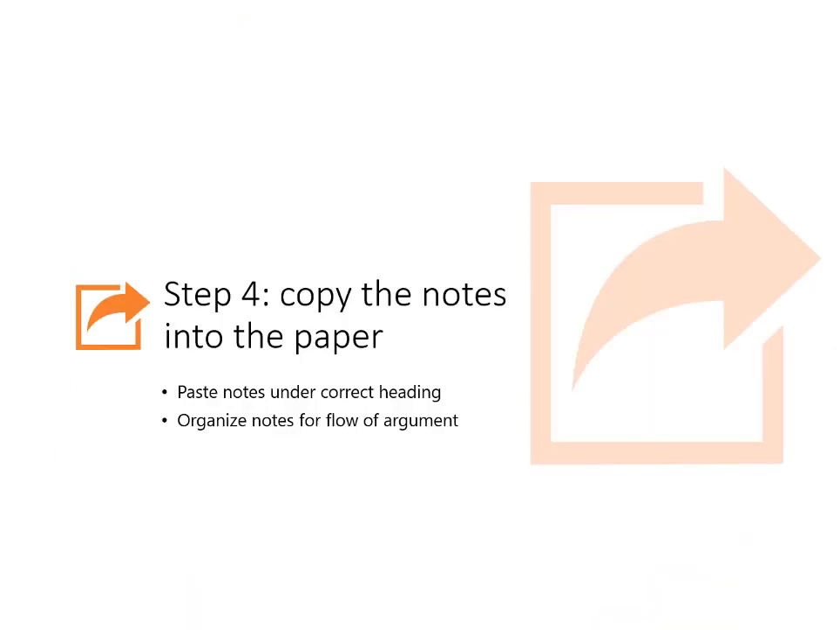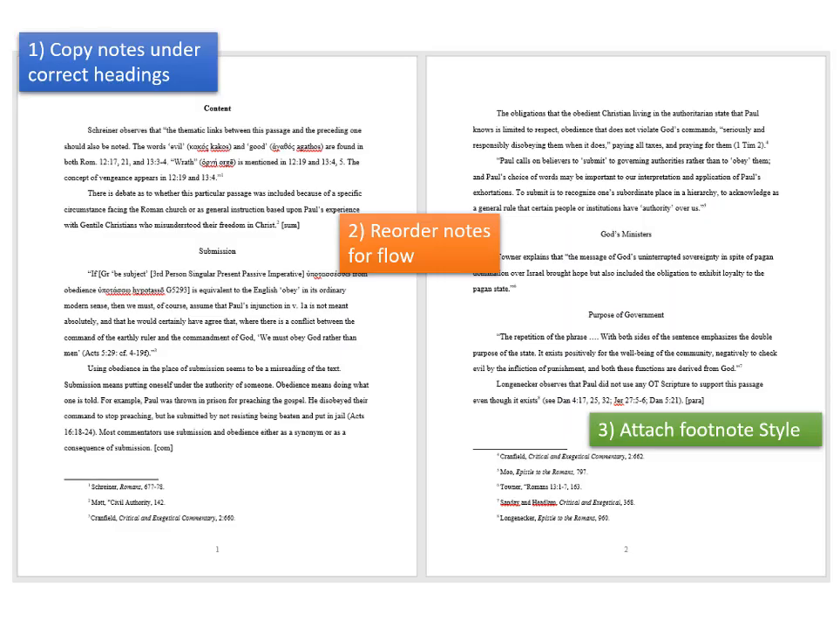Step 4. Copy the notes into the paper. Copy and paste each note with the footnote number into your paper under the correct heading. Reorder the quotes and notes under each heading so that you can see the flow of the argument. Remember to use your quote sandwiches. Click on each footnote separately and select the Microsoft style for footnote.